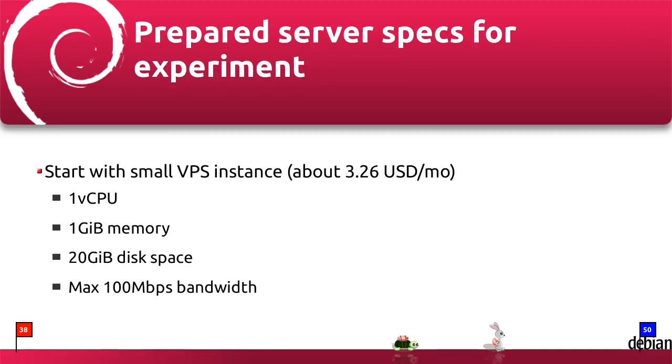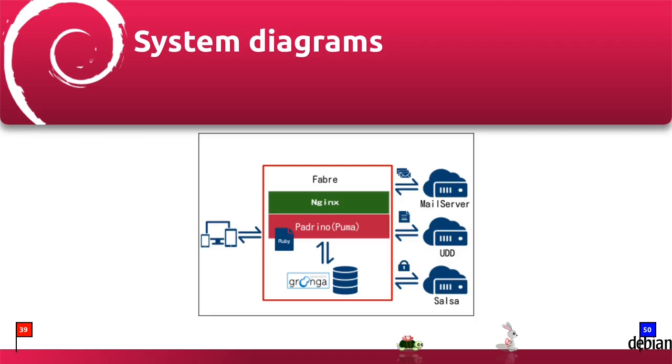For my experiment, I prepared small VPS instance. Here's a simple diagram for explaining the system. The web server is Nginx, application server is Pogo, and backend database is Grafana.